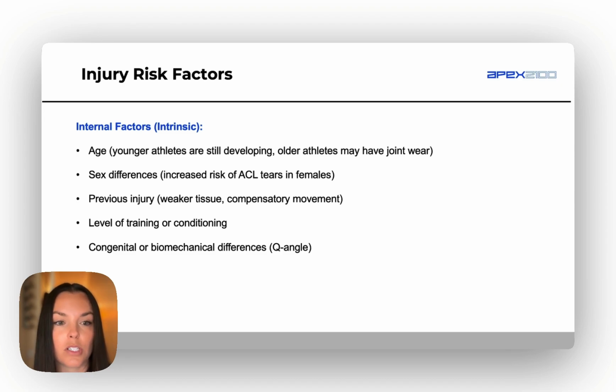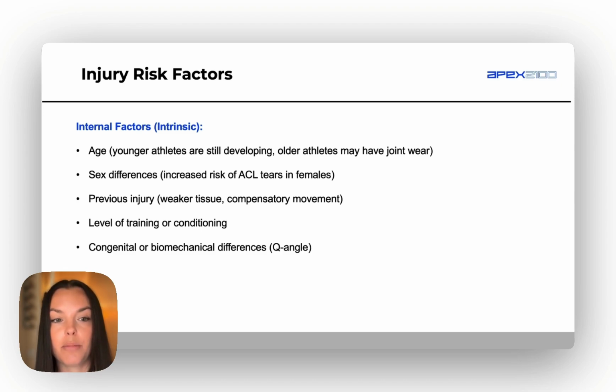Sex differences as well. So females have a much higher risk of ACL injuries, and that's due to differences in the anatomy mainly. So females generally have a wider pelvis, which affects the alignment of the knee and can put more stress on the knee. Hormonal differences as well might contribute to ligament strength. So females generally have weaker ligaments due to the hormones.